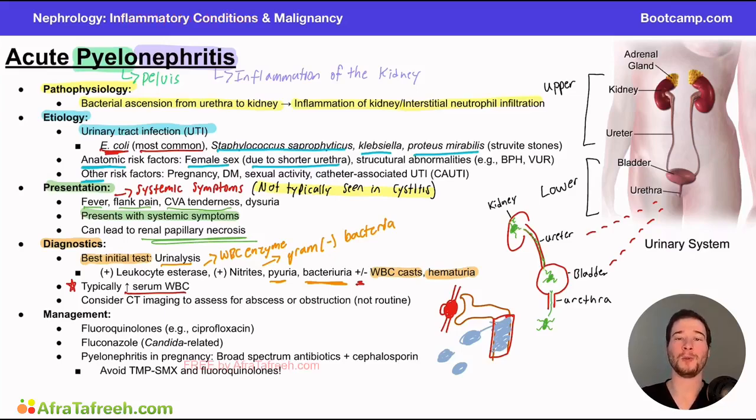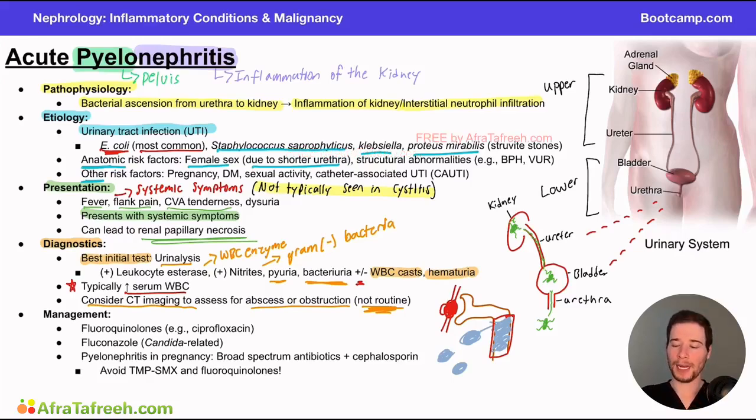Now, typically we don't need imaging for cystitis or pyelonephritis, but there is one particularly unique case, which is you should consider a CT image to assess for an abscess or an obstruction, which I put as not a routine thing. And the times that you would do this is if a patient is failing to respond to treatment. So you're treating them with antibiotics, it's not working, right? You would expect it to work given the appropriate medication and the appropriate dose. If it's not working, you essentially need to look for more information. Is there an abscess that's being walled off that you're not able to penetrate? Are there other things going on in terms of structural abnormalities? And so that's when you would consider getting an imaging for this condition.